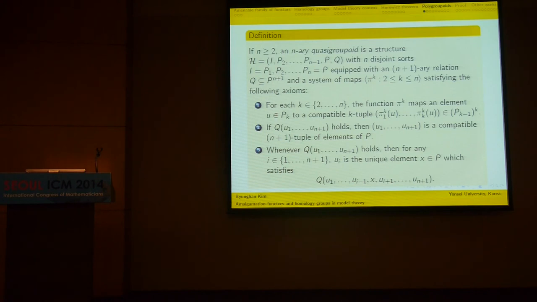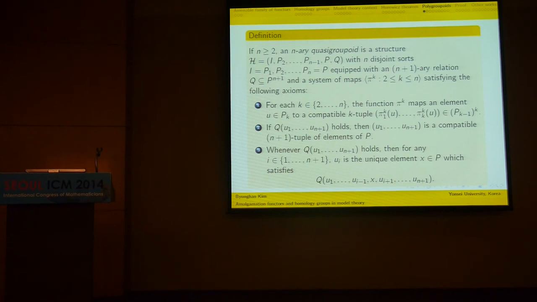For distinct point objects, let me say more precisely what I'm saying. Now I'm going to define a polygroupoid. This is, again, nothing to do with model theory, just a general definition, newly defined by us. An n-ary quasi-groupoid is just a simple structure: I, P2, P3, up to P_n, and Q, and pi.